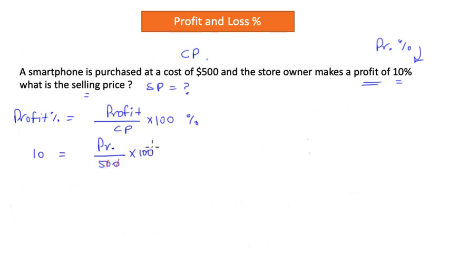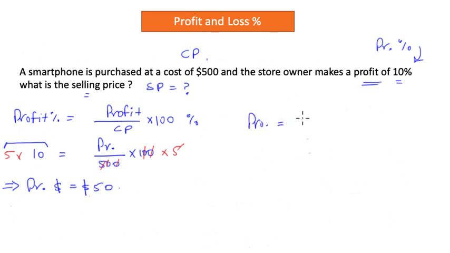So 500, these two zeros cancel, and I can multiply both sides of this equation by 5. As I do so, this 5 will cancel. So finally, I get that my profit in dollars will be 5 times 10 right from here, correct? So this becomes $50.